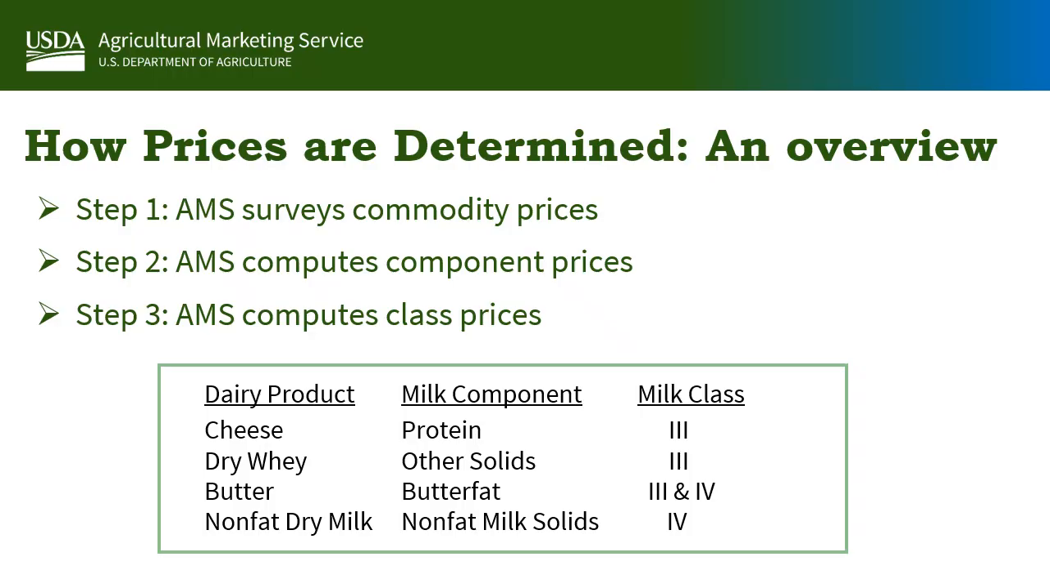The table here shows the categorization of dairy commodity products and their corresponding milk components and class. For example, the main milk component in cheese is protein. AMS surveys cheddar prices to determine the value of protein, and then the protein value is used in the Class 3 price formula. Cheese is a Class 3 product, so handlers producing cheese must pay at least the minimum Class 3 price for the raw milk they used to make cheese.